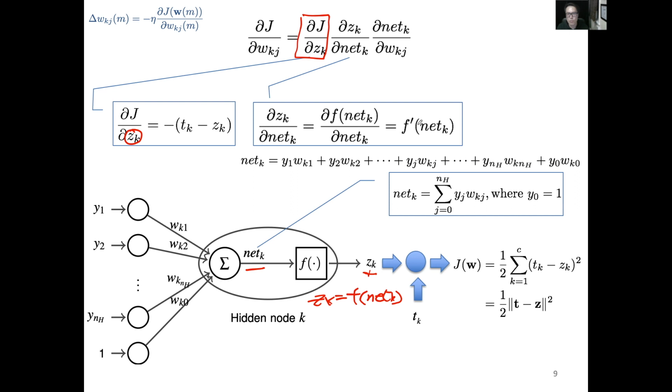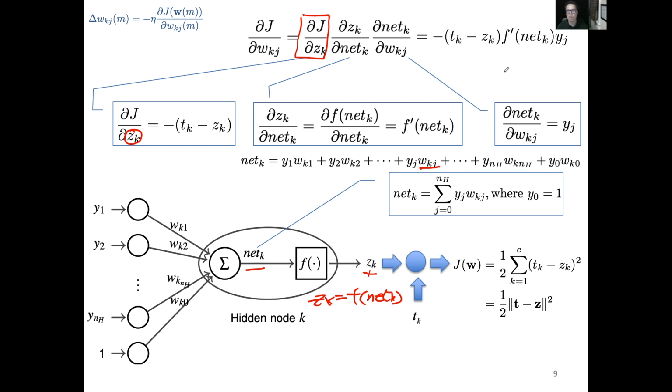So if we take the derivative of this term with respect to wkj, we find that it is yj. And now we have found that the change of J with respect to wkj can be broken down into these three terms, and each of the three terms is well defined, and we can calculate their value. So partial J partial wkj is a numerical value we can find. Okay, and now this is the overall form.